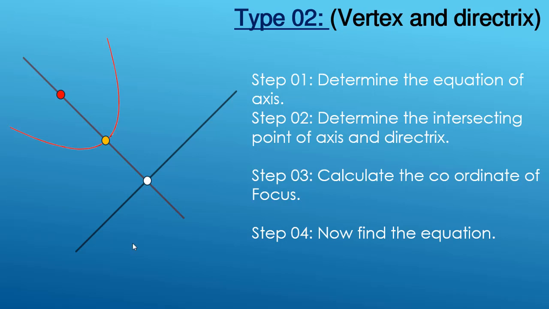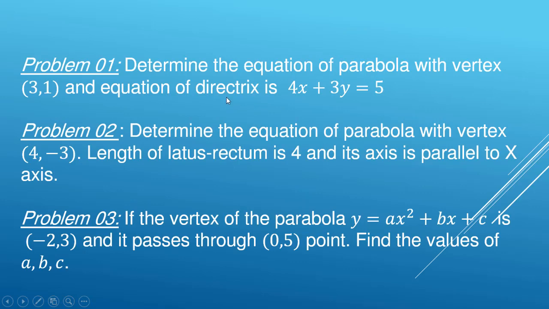All right. Now I have some problems for you. Number one: determine the equation of the parabola with vertex (3, 1) and equation of directrix 4x plus 3y is equal to 5. So we are given the equation of the directrix and the coordinate of the vertex. It's just like type 2. So it's a very easy problem, I guess.